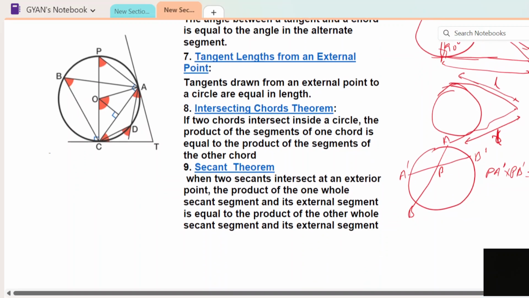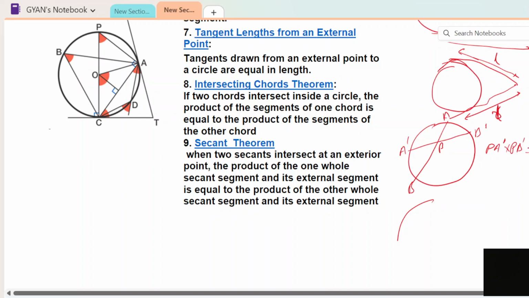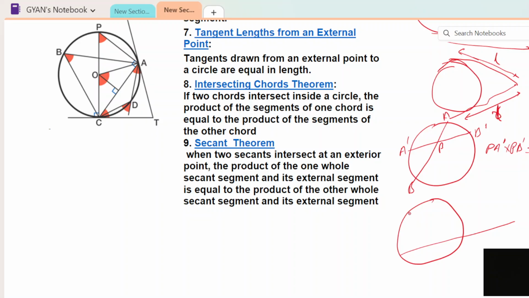Second theorem. Suppose this circle is there and two secants are there, this is the first secant, this is the second secant, meeting at P, with points A and B, and A dash and B dash. Then PA into PB is equal to PA dash into PB dash. Suppose this is a tangent, and the point of tangency is T. So here there is only one point, so that is equal to PT square. So this is the second theorem.